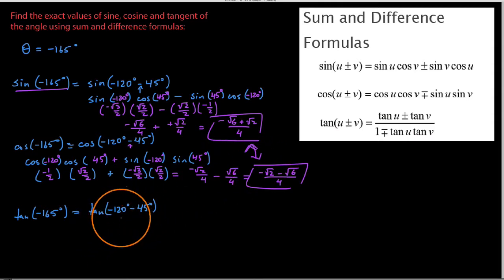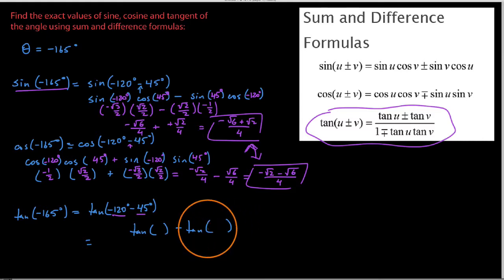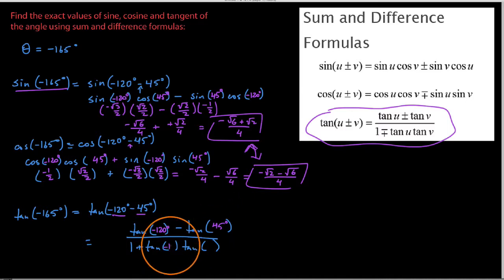And then last but not least, we have our u and our v down here for our tangent expression. Using our sum and difference formula for tangent, rewriting this would be the tangent of u minus the tangent of v, over 1 plus the product of tan u, tan v. And we'll go ahead and plug these values in here. So we say negative 120 degrees for our u and 45 for our v.